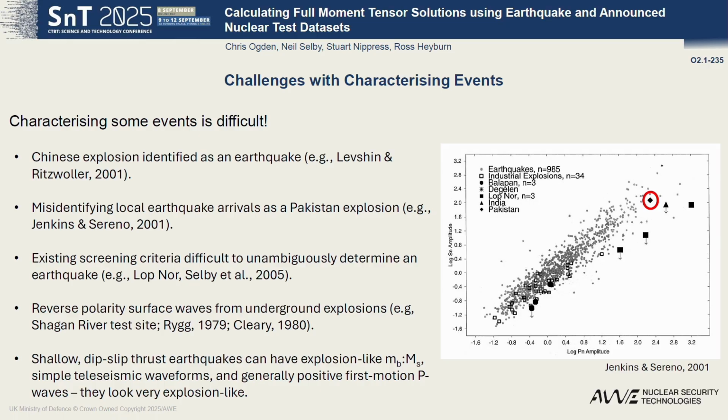In addition, you have examples of explosions producing reverse polarity surface waves, and that obviously poses a problem if you're going to invert for these using a surface wave inversion scheme. The final point is more just for interest: shallow dip-slip thrust events can often produce explosion-like waveforms and MBMS ratios. So if you have the wrong distribution of stations, these waveforms can look very much like an explosion when they're just an earthquake.